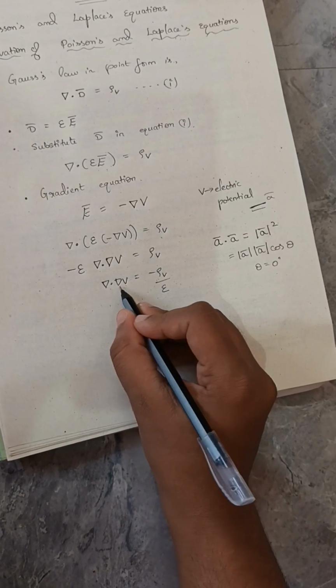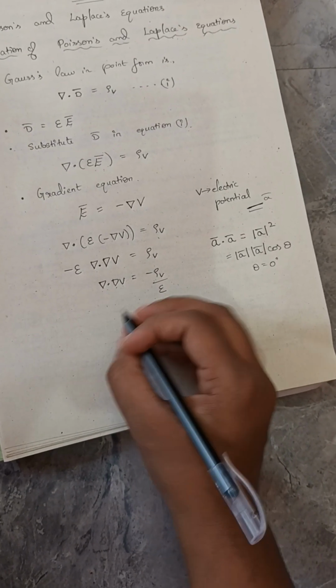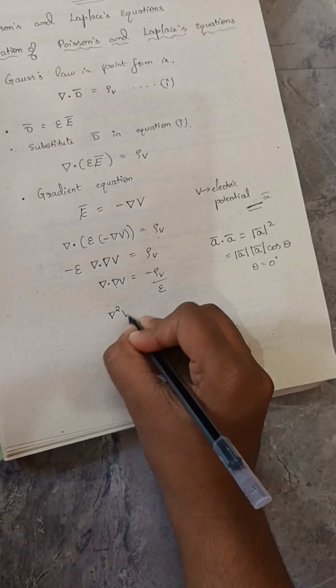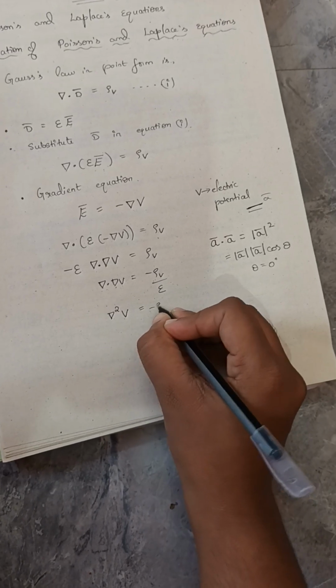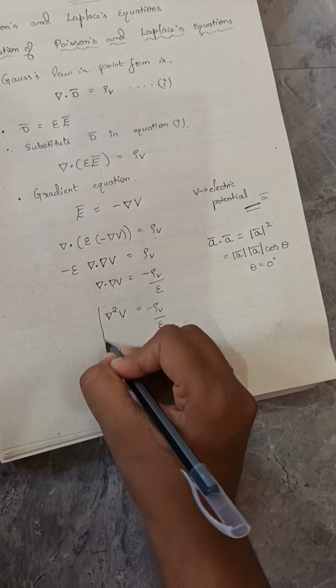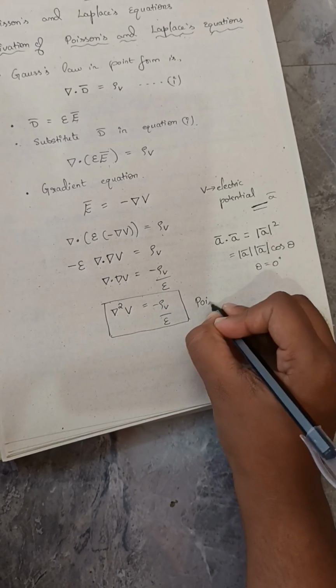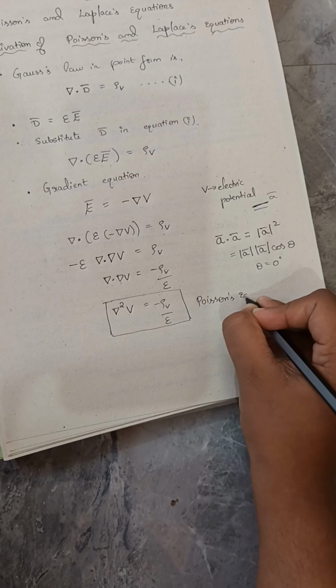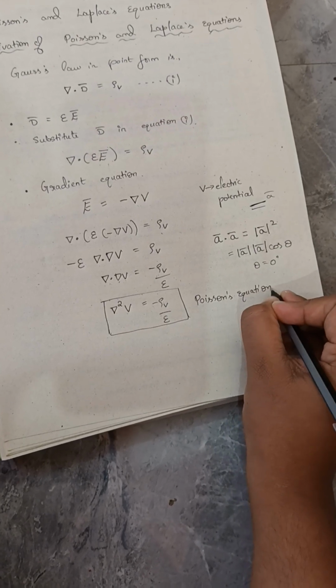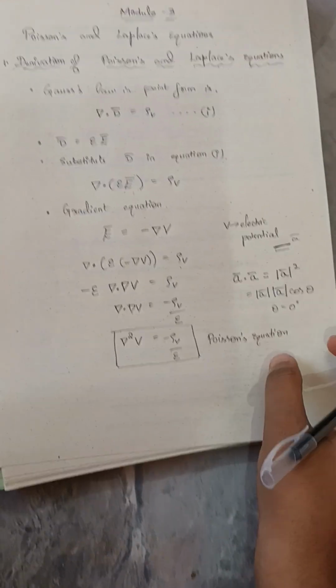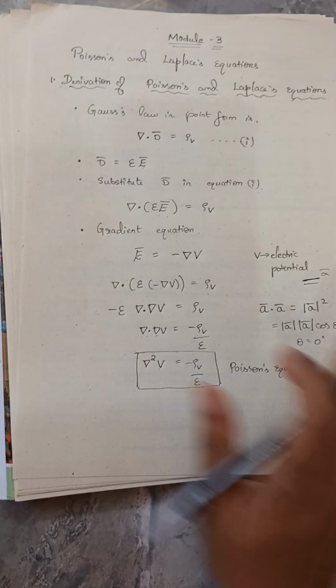Similarly, here you have del dot del. So del dot del will give you del square V. That's equal to minus rho V by epsilon. This is called Poisson's equation. So this is the derivation for Poisson's equation.